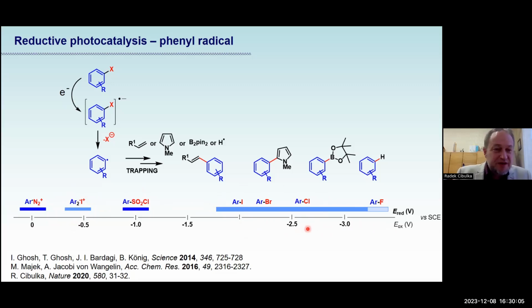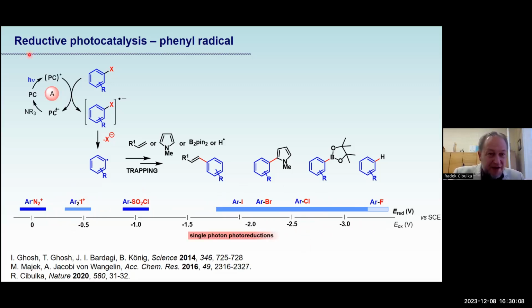And we have in principle several possibilities for how to do that. When reductive photocatalysis started, we used single photon photoreductions. What it means is that the photocatalyst in excited state is able to reduce this halogen benzene to form this radical anion, and the photocatalyst is then regenerated by any sacrificial reagent. Such a radical anion then very easily produces halide and the corresponding radical. But you can see that this reaction ends here, somewhere about -2.2 volts, and we have no stronger photocatalyst even after excitation.